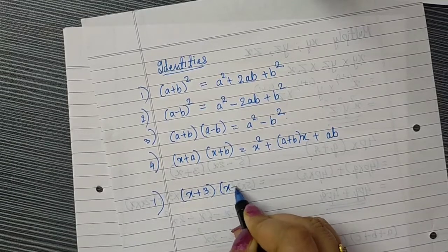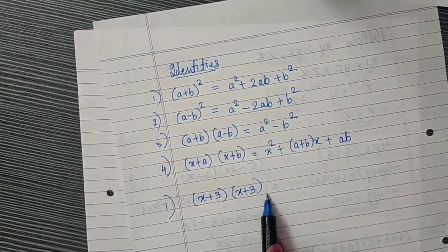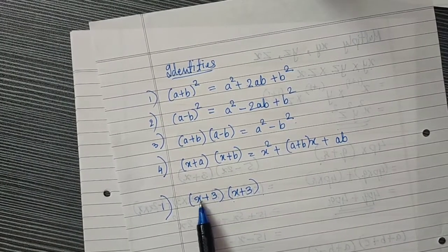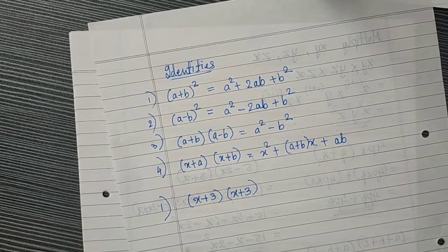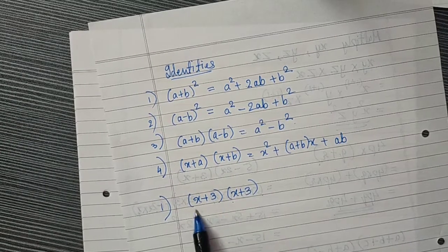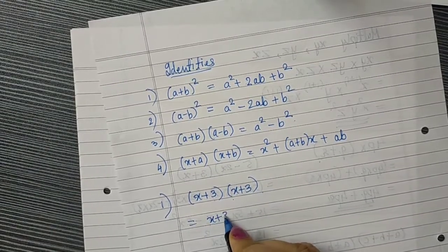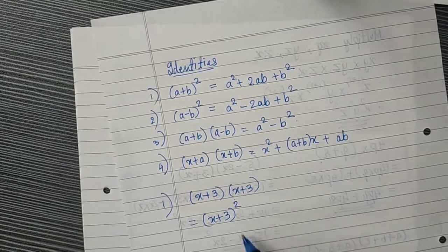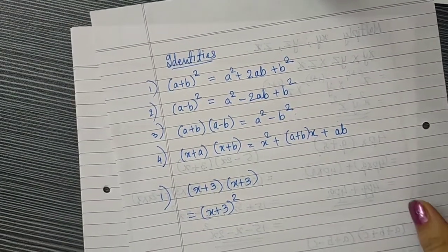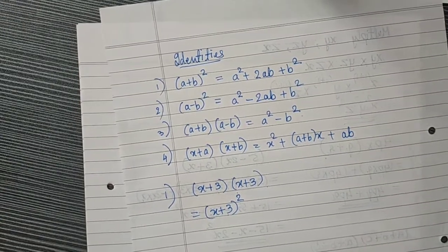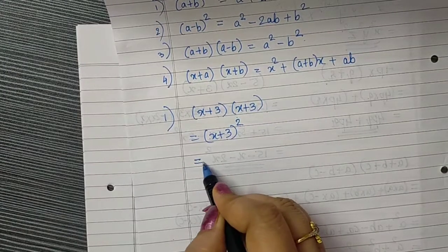For example, if it is given (x plus 3) multiplied by (x plus 3). Now we have both the terms same in both the brackets. Right? It means both brackets are exactly the same, so I can write this as (x plus 3) the whole square, because there is no change in both the brackets. Right, now I will be using first identity.